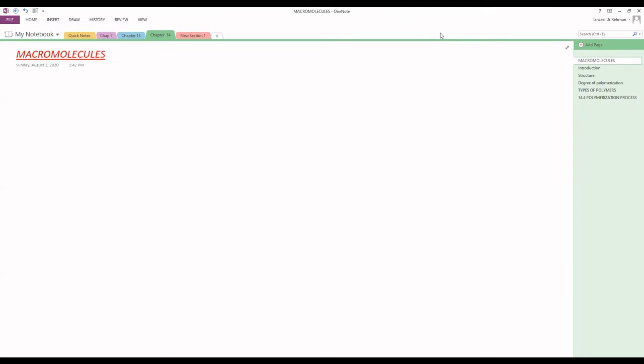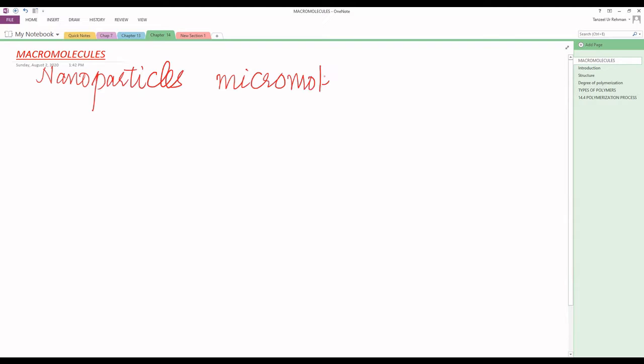जी, तो आज हम डिस्कस करेंगे मैक्रोमोलिक्यूल्स, our chapter number 14. Basically, when we see in chemical world, we have three scales. You already know those scales. One is nanoscale, that is known as nanoparticles. Next is micromolecules, and the third is macromolecules.